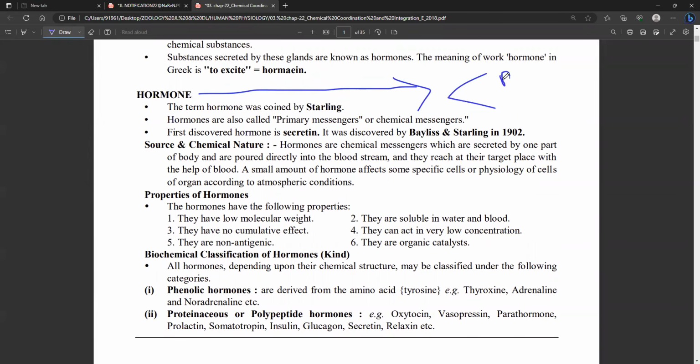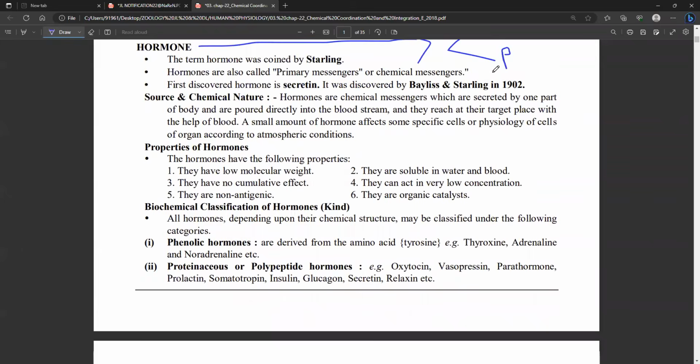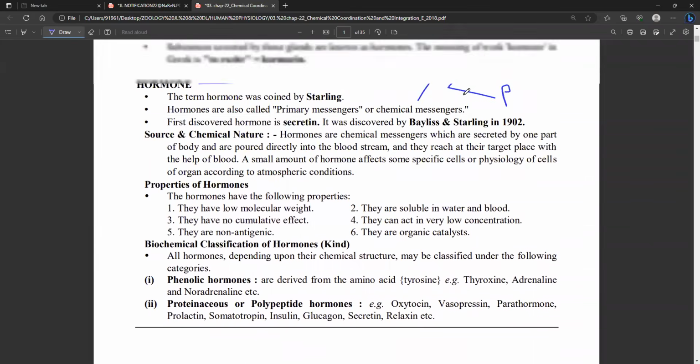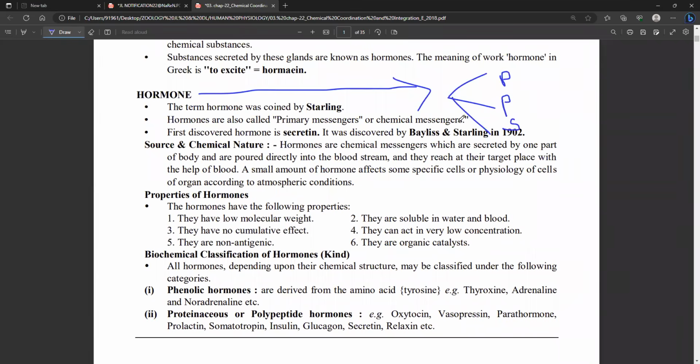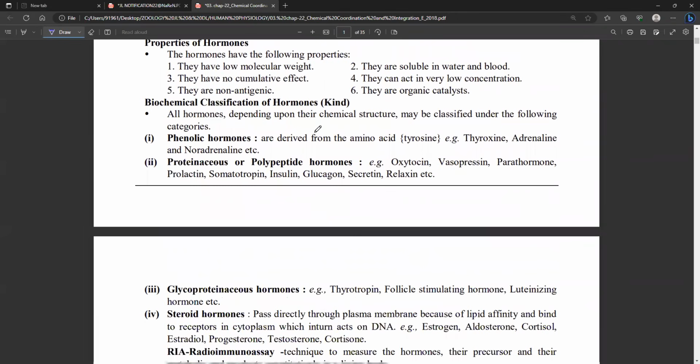When you start reading the hormones, first understand the classification of the hormones. Some hormones are called phenolic hormones. Some hormones are called proteinaceous hormones. Some hormones are called steroidal hormones. Some hormones are called glycoprotein hormones. They can ask you a direct question in the exam.